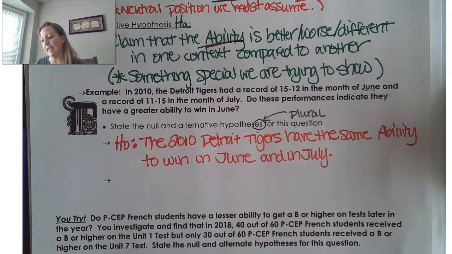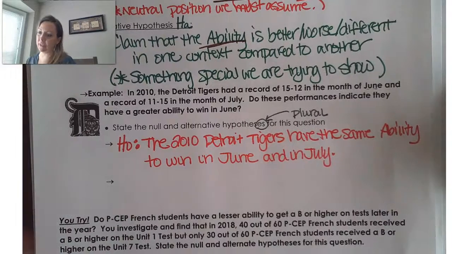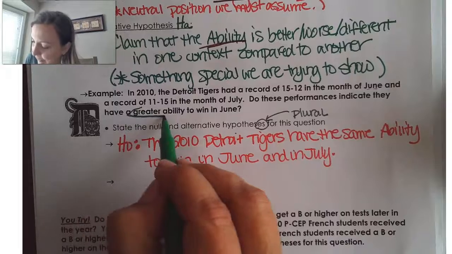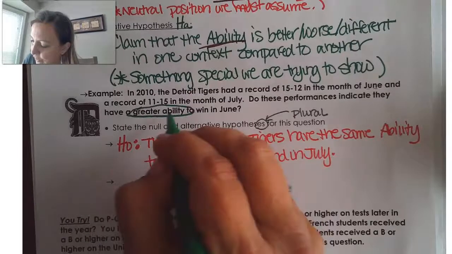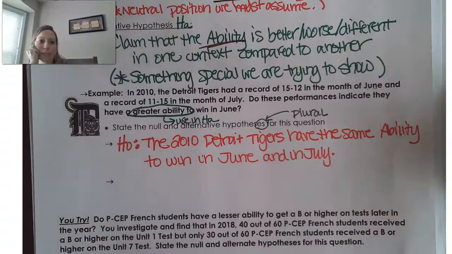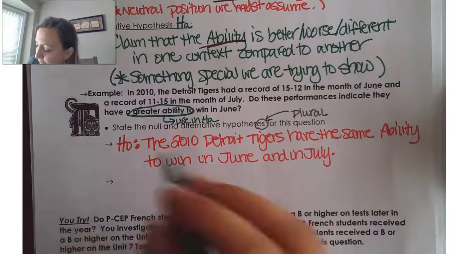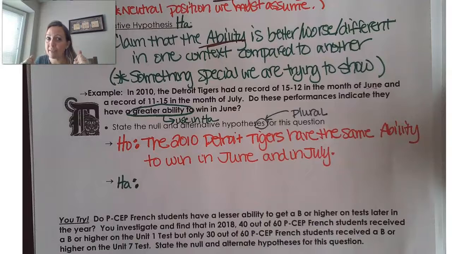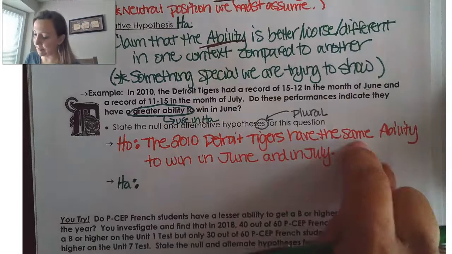Now for our alternate hypothesis, that means that we're going to look at where the performances were different. And notice that the question talks about having a greater ability. So that's what we're going to use in our alternate hypothesis. That way you know to use a greater ability in June instead of a lesser ability in July, if that makes sense. Anyway, the alternate hypothesis really mimics the null hypothesis, but instead of saying there's the same ability, we're going to say that there's a different ability.